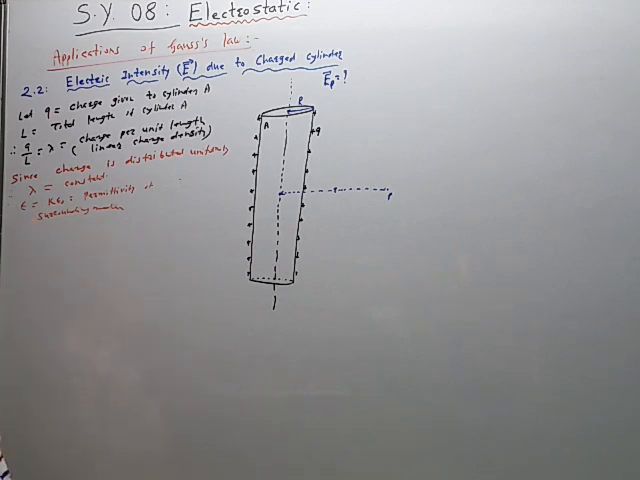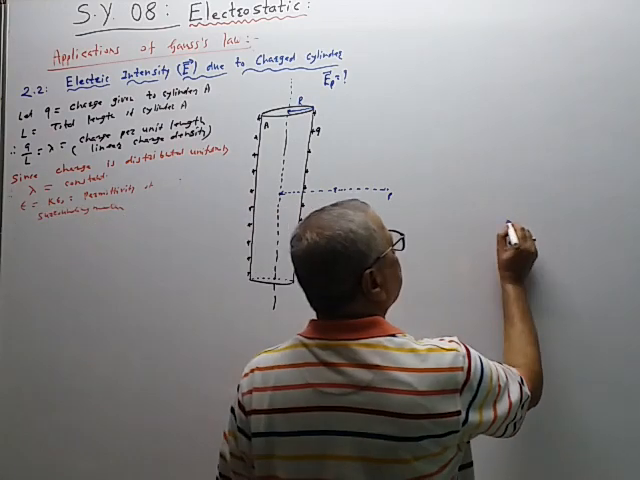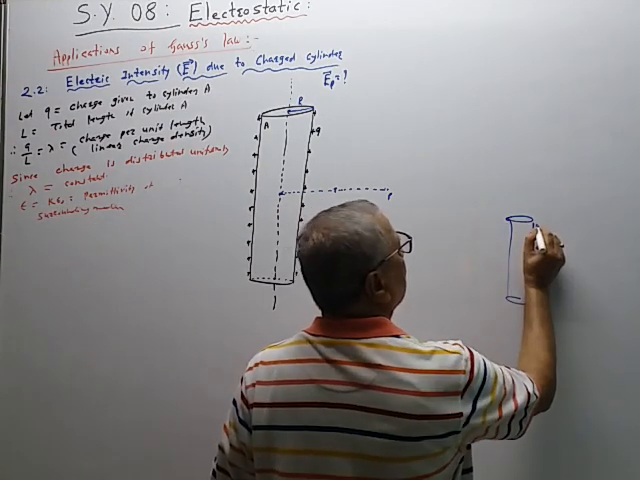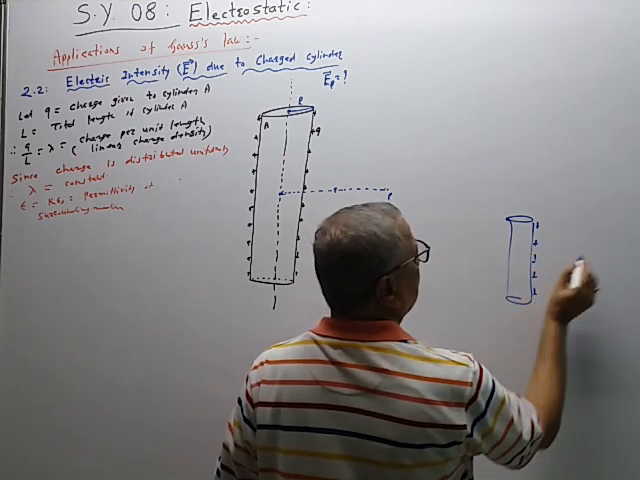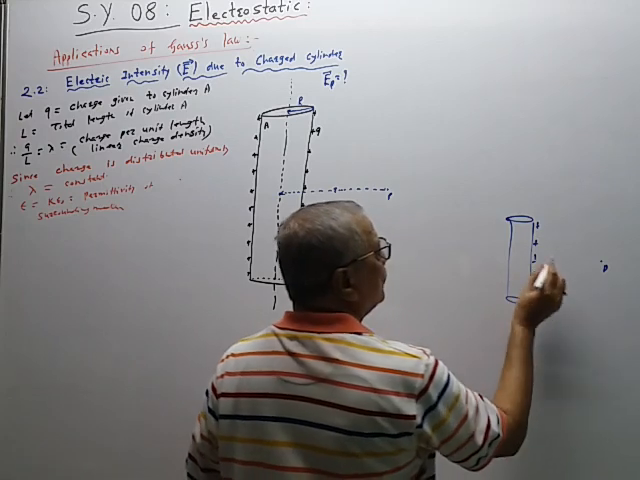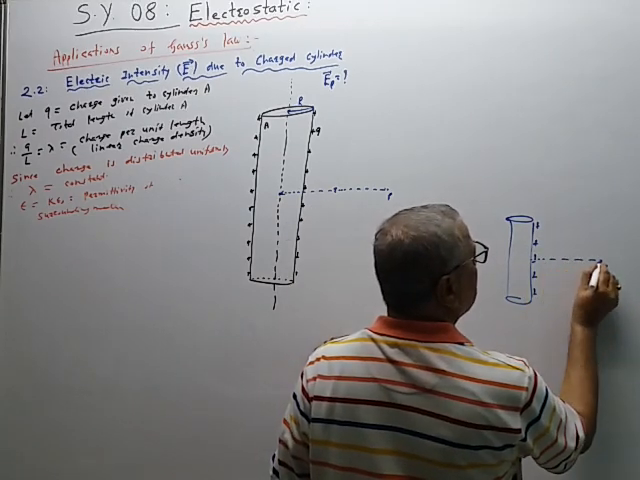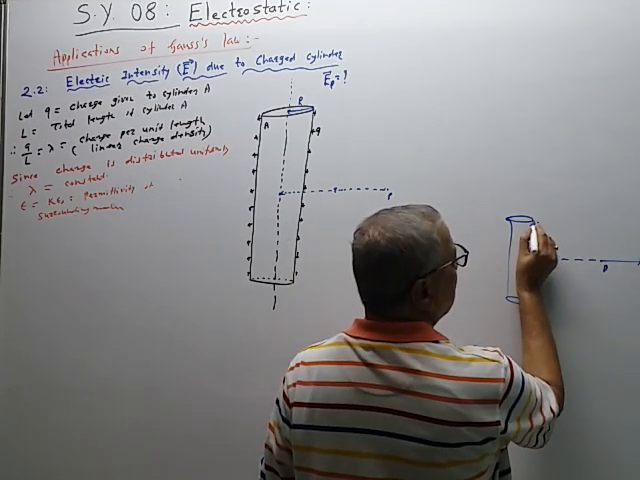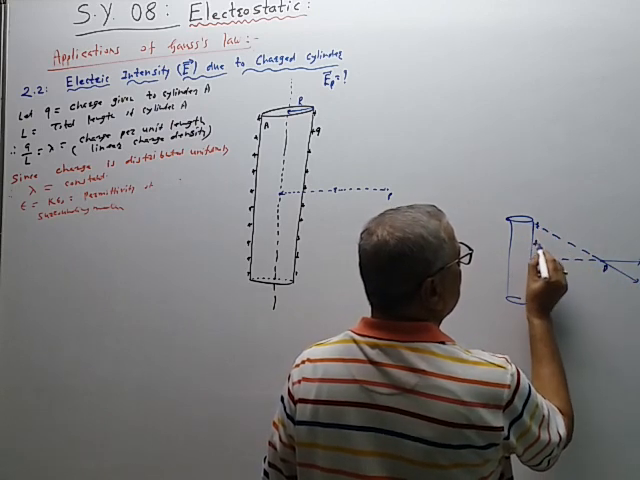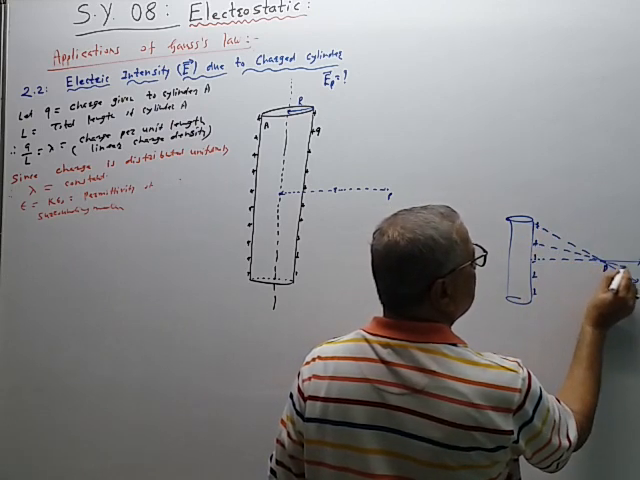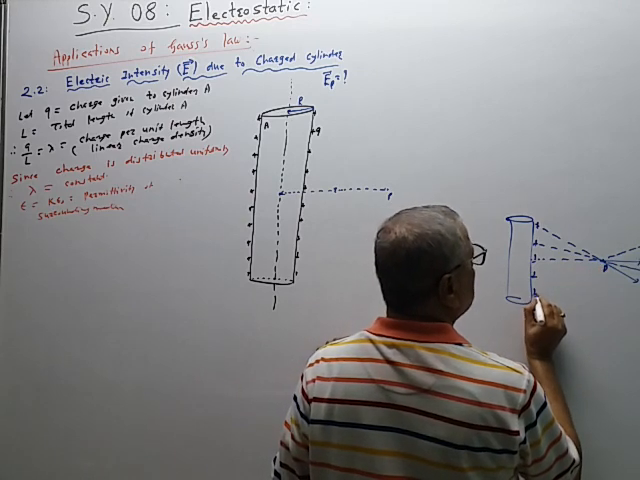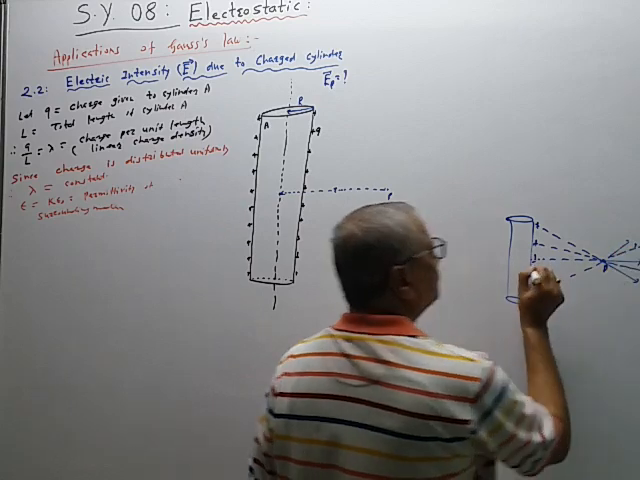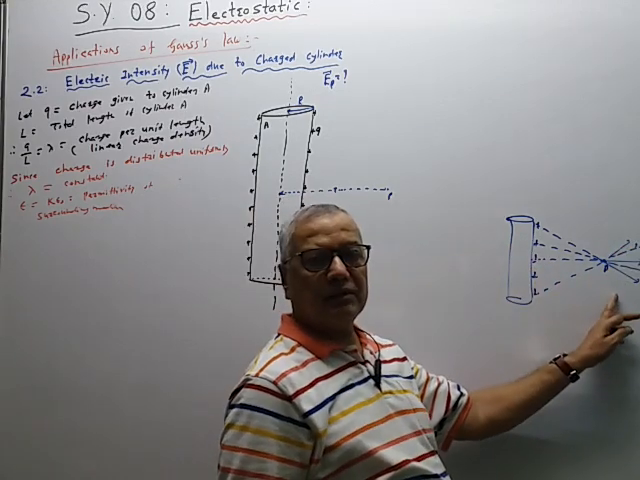So first we will decide the direction. I will draw a rough figure. So these are the charges. So this is the point P. So due to this charge, the intensity is directed like this. Due to this charge, the intensity is directed like this. Due to this charge, like this. Due to this charge, like this. So every charge will contribute to the electric field at this point.